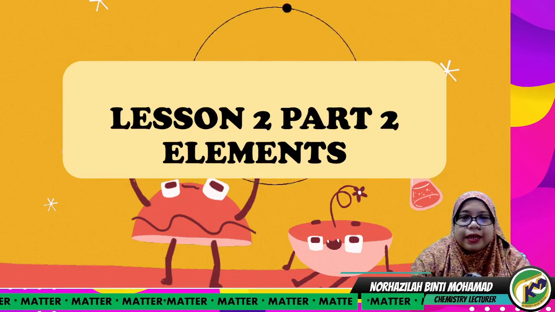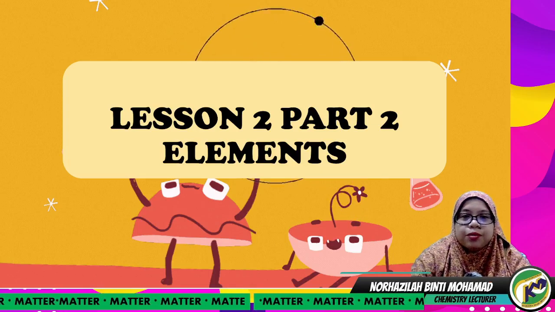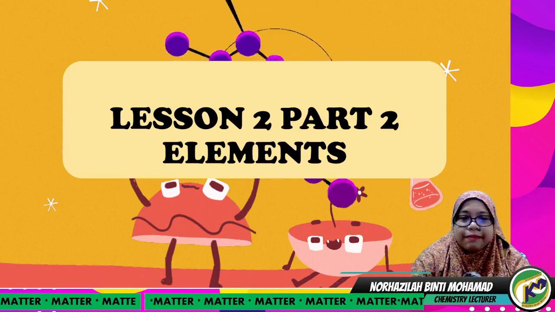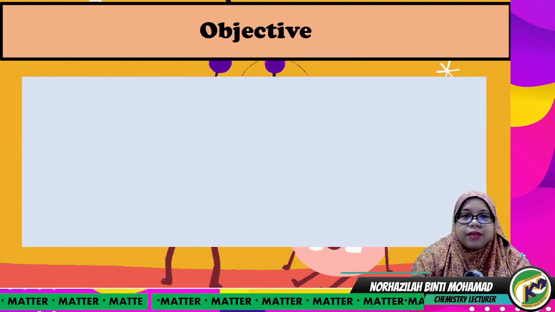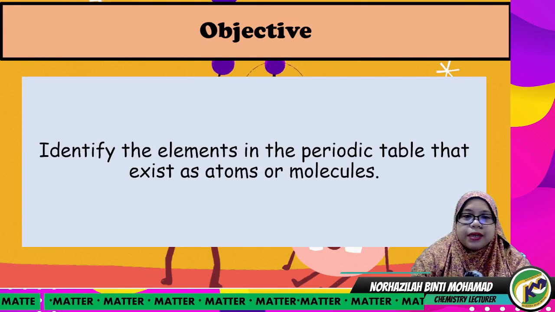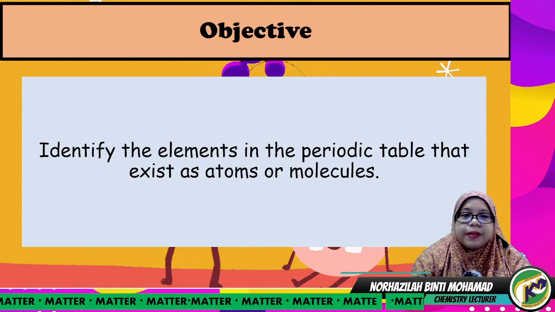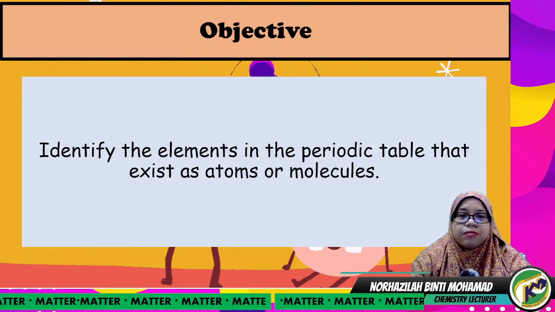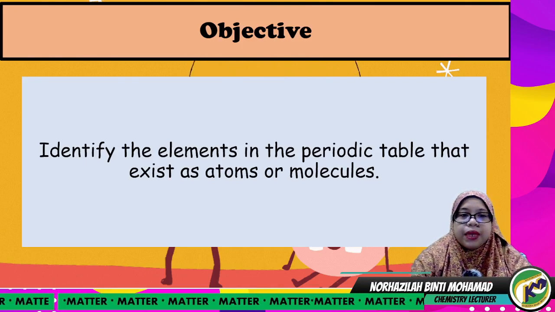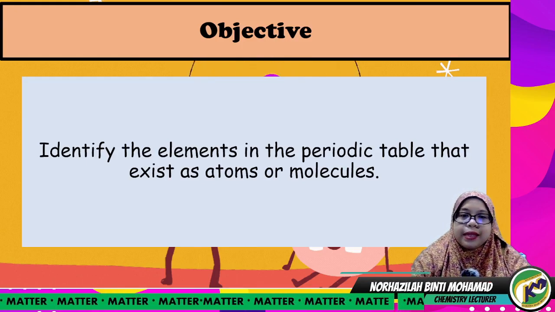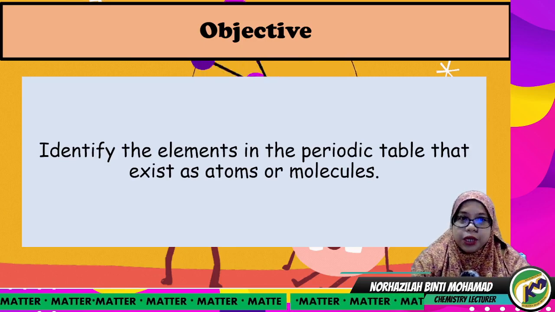So, in this part 2, lesson 2, part 2, I will explain about the elements. The learning objective of this video is to identify the elements in the periodic table that exist as atoms or molecules. But before we start, we need to understand what atoms are and what molecules are.